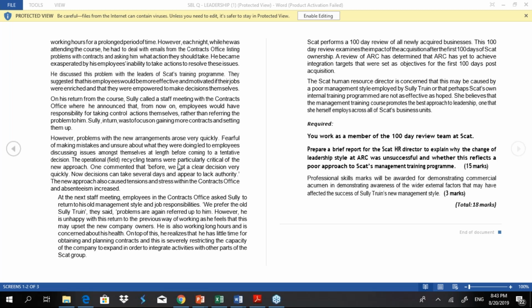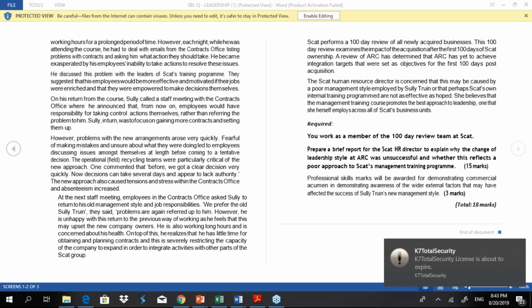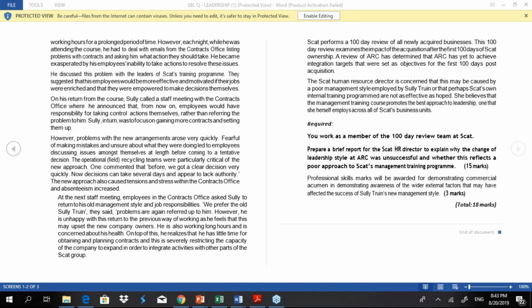So in answering, you must start with mentioning the style, and then you reason it. For instance, you can say, prior to attending the course, Sully, the leader, was more of an autocratic leader. Why? Because of 1, 2, 3 reasons. Or he was a transactional leader. Why? Because of 1, 2, 3 reasons. Right? He thinks the employees are lazy, they don't know what to do, they need to be told. So you give the reasons.